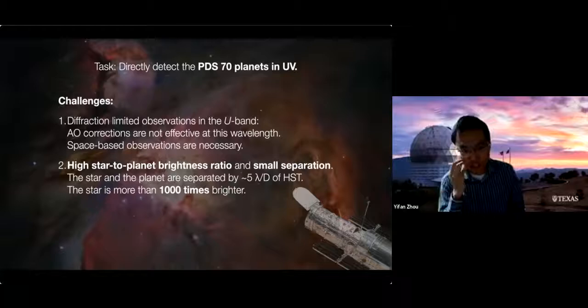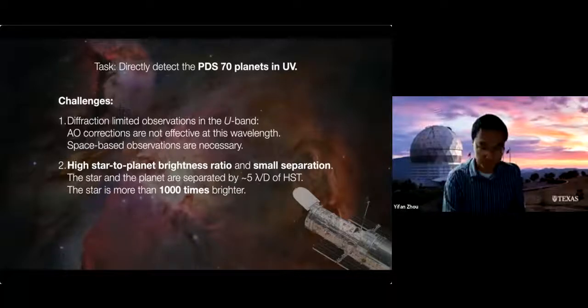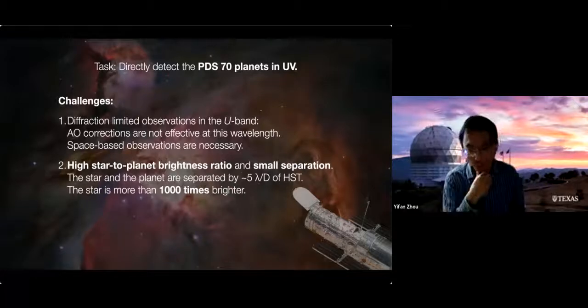However, it's a very challenging task because we need to take a diffraction-limited image in the U band with the telescopes, because the AO correction is not as effective at lower wavelengths as it is in the near infrared. So we need to use a space telescope here. Basically, the only available instrument we can use is the Hubble Space Telescope.